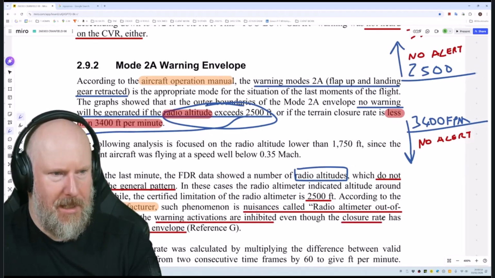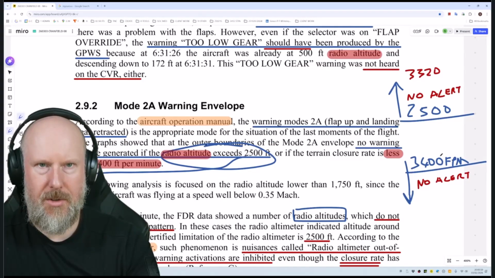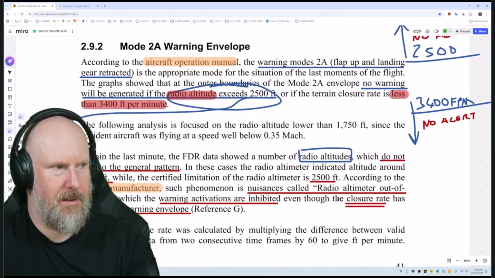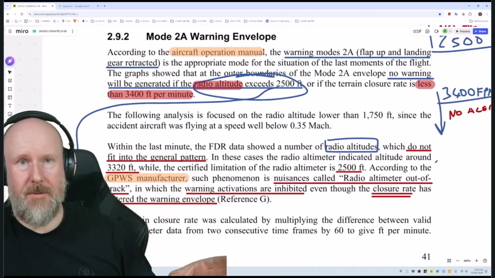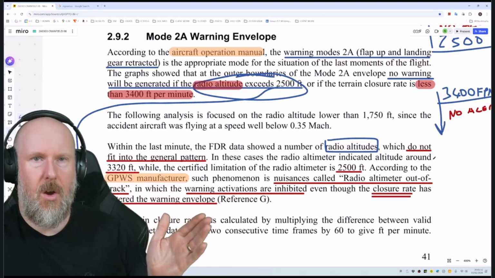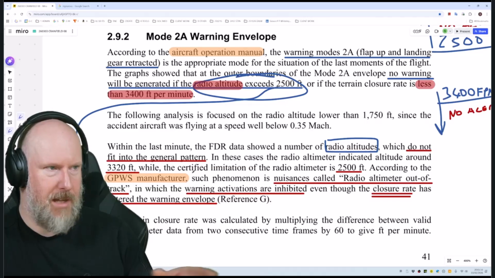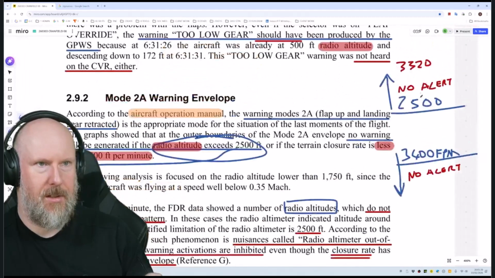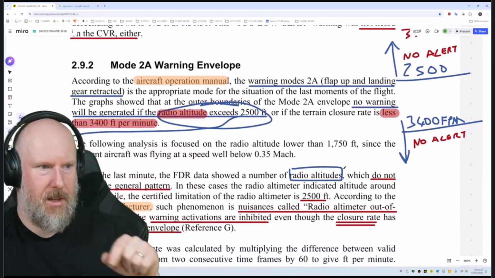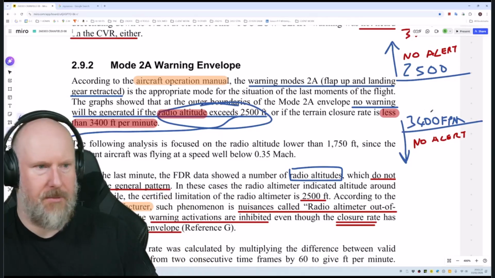So it's that bit there that's confusing, because we're either talking about an altitude or we're talking about a closure rate. So, right, the control algorithm for the GPWS is not about one or the other, it's a combination of the two. So it seems to imply that warning activations are inhibited because you're above the altitude, even though the closure rate is above 3,400 feet per minute.